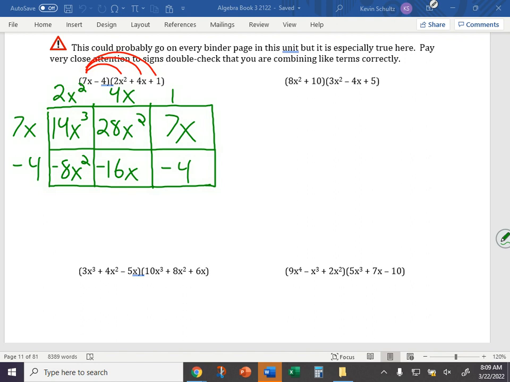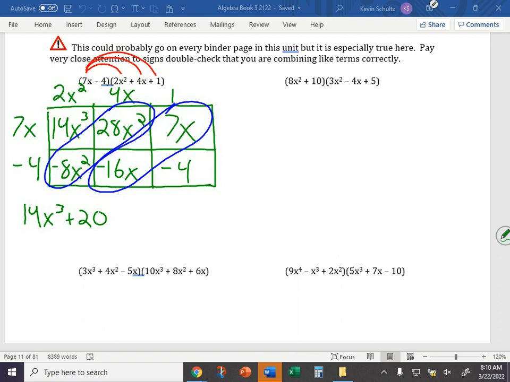We have to write it in standard form and combine any like terms we have. So we look at what we have inside the box, and we only have one x cubed term, right? We have two x squared terms, though. They can be combined. We have two x terms. They can be combined. And then we only have the one constant. So our final answer is going to be 14x cubed. How many x squareds? 20.